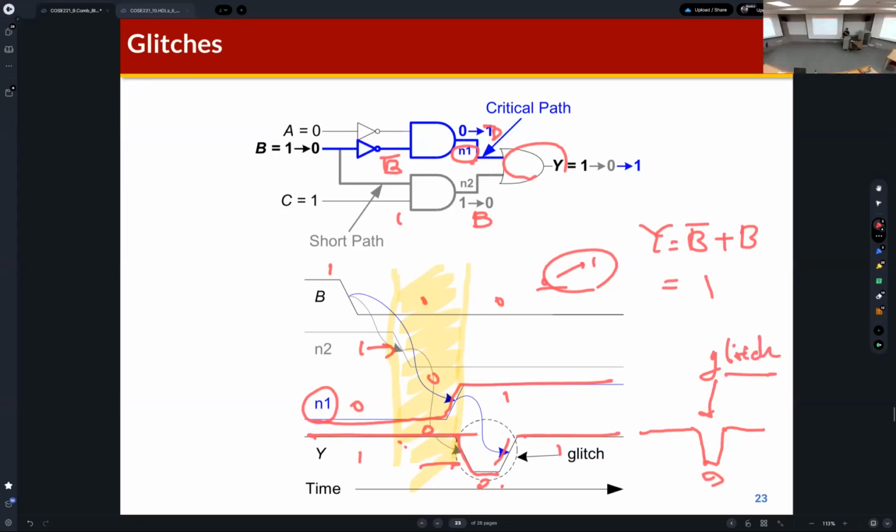Okay. So if we consider the timing of a real circuit, then we can observe a different behavior called a glitch. But this is the Boolean equation. It should always be 1, but in reality, Y can change like this, like 1, 0, 1. Okay? So this is the glitch.